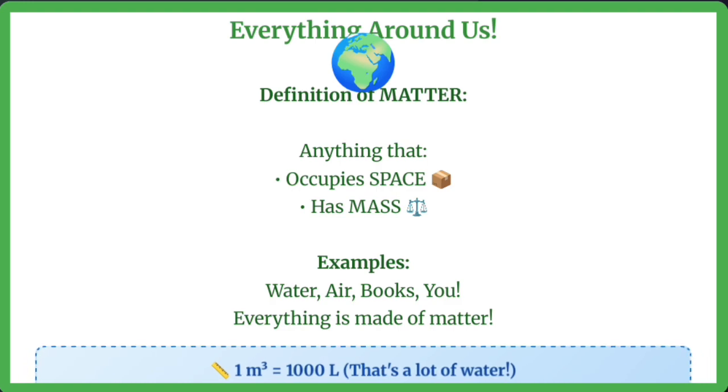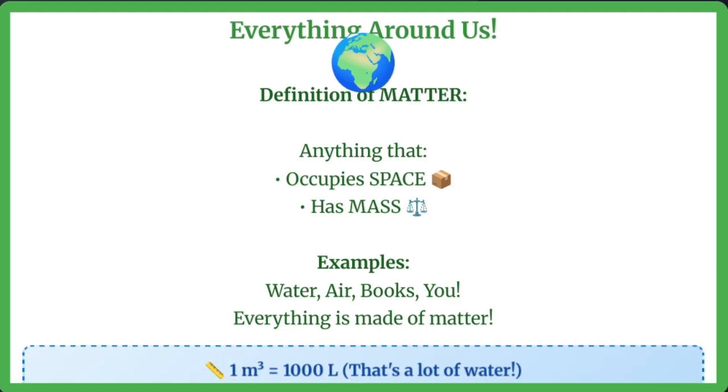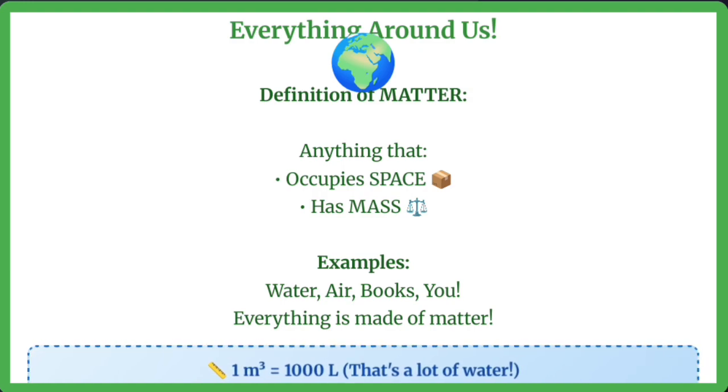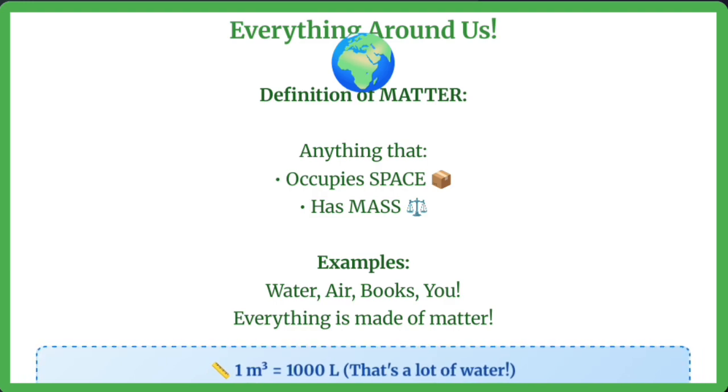Anything that occupies space and has mass is called matter. Water, air, books, you, everything is matter. Mass is measured in grams and kilograms, while volume is measured in liters and milliliters.